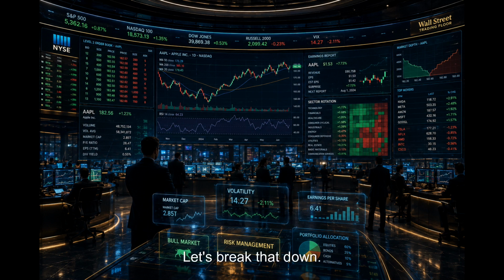Let's break that down. Imagine a bond has a face value of £1,000, but an investor buys it for £900. That means the investor bought the bond at a £100 discount. Now, when the bond eventually matures, the issuer still pays the full £1,000.